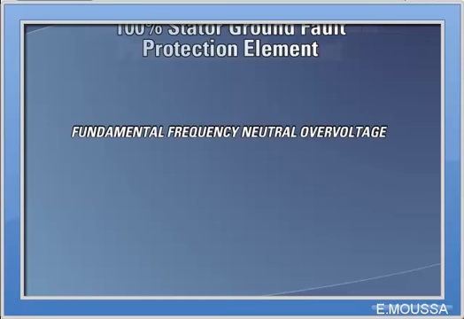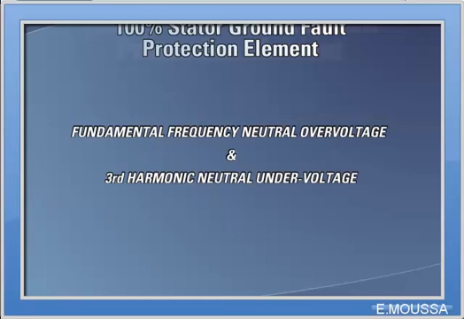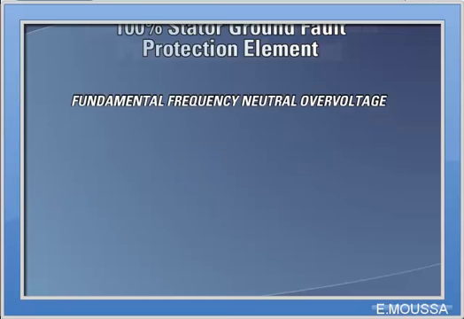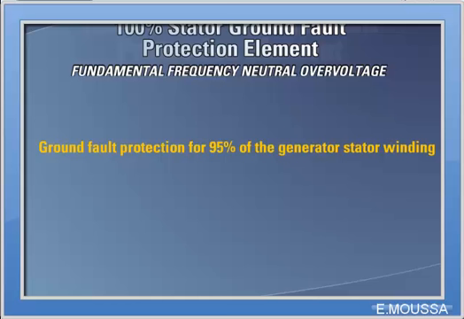The second primary generator protective element we will discuss is 100% stator ground fault protection, which can be achieved using a combination of fundamental frequency neutral overvoltage and third harmonic neutral undervoltage. A standard fundamental frequency neutral overvoltage protection element can provide ground fault protection for 95% of the generator stator winding. In case of ground faults in the final 5% of the winding, there will be such a low fault current or such a small imbalance in voltage that conventional protection cannot reliably detect it.